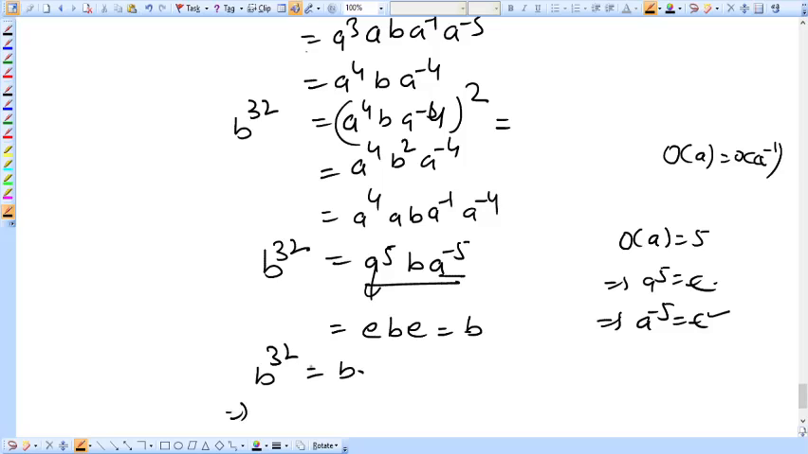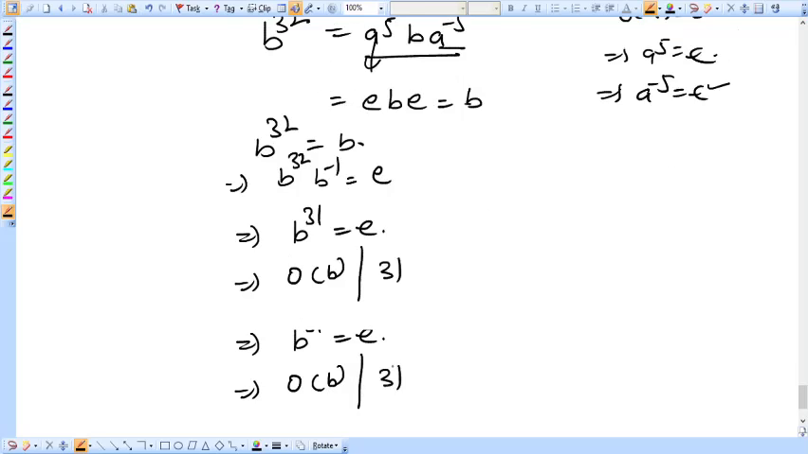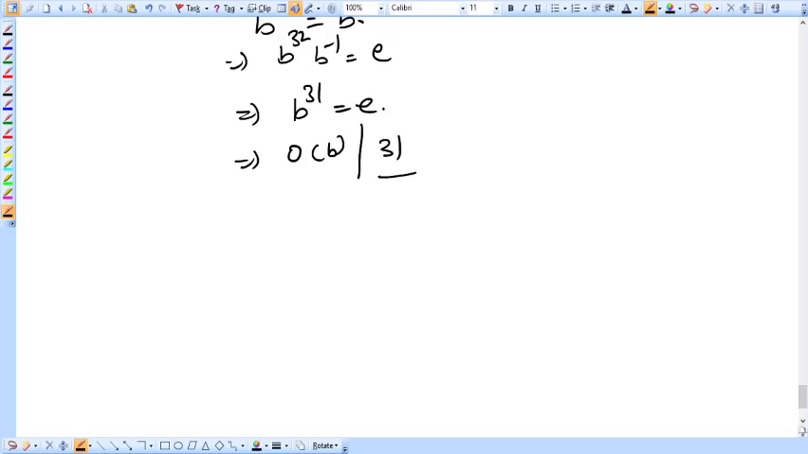This implies, taking it to the other side, B^32 B^{-1} is equal to identity, which implies B^31 is equal to identity, which implies the order of B divides 31. But we know this is a prime number, so it can be divided only by 1 or itself.